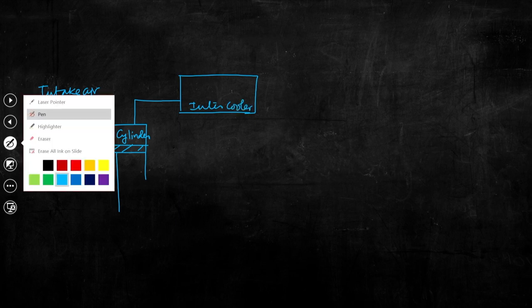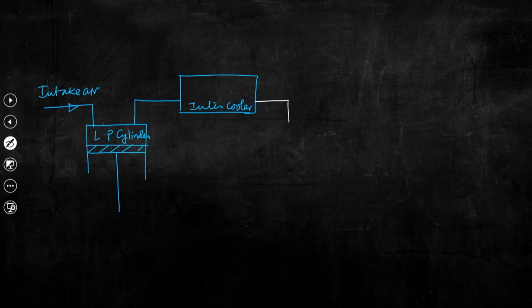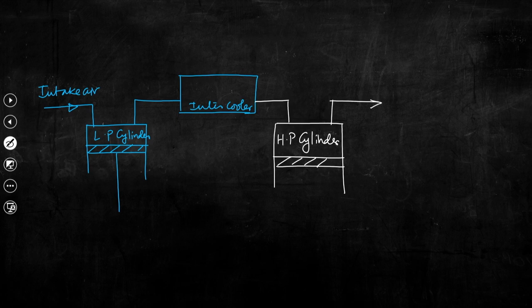And from the intercooler we are again taking the working fluid to another cylinder, that is the high pressure cylinder. HP stands for high pressure, LP stands for low pressure, and finally that compressed air will be discharged. So, discharge working fluid, and this is the process.